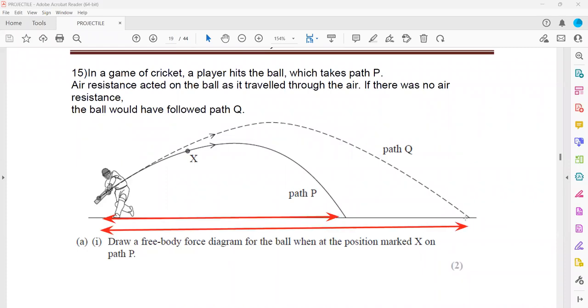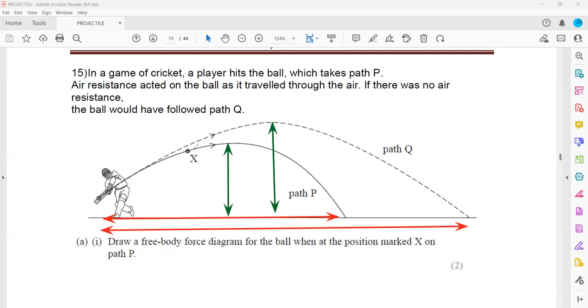What is the reason? Because the air resistance opposes the motion, so it causes deceleration to the horizontal component, or reduces or decreases the horizontal component. That's why the range will be shorter. And for P, you can see the maximum height reached is lower as well. What is the reason for that? You can see this vertical height reached by P is smaller than Q.